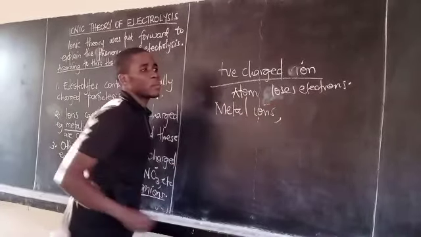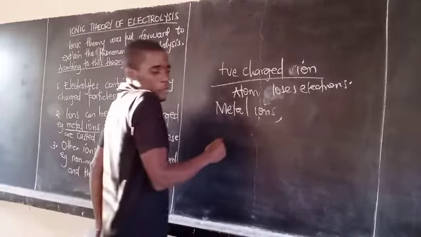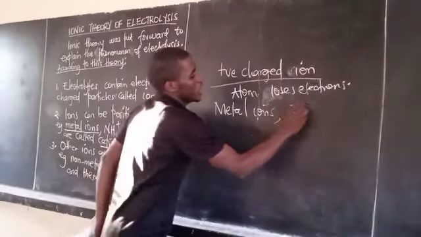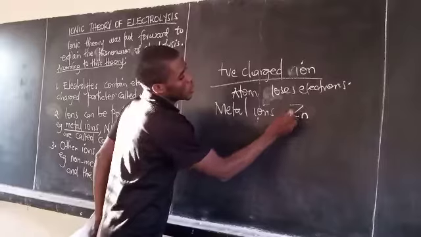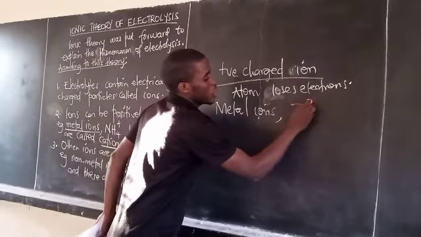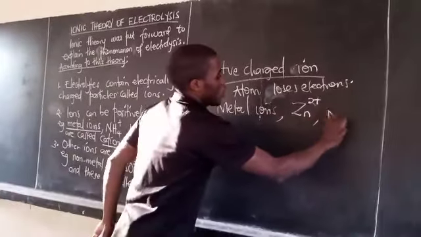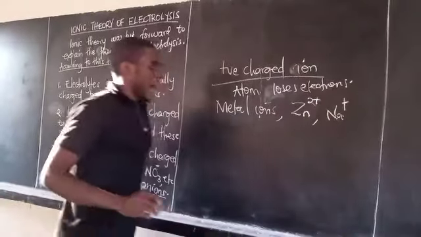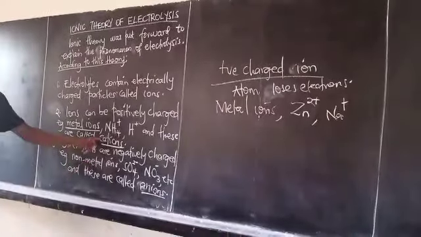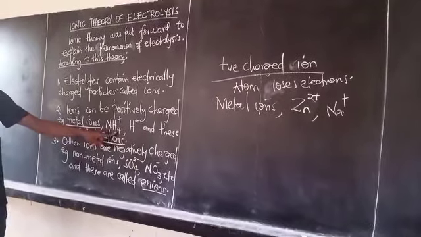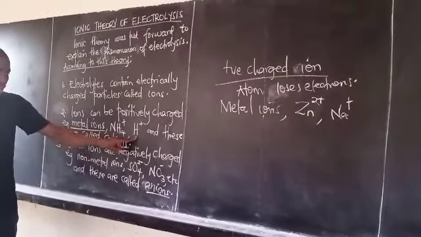You can name a good number of metal atoms, for example, zinc, which loses 2 electrons and so becomes Zn2+. You can talk of Na+, and many others. We also have ammonium ions, which are positively charged, and hydrogen ions.